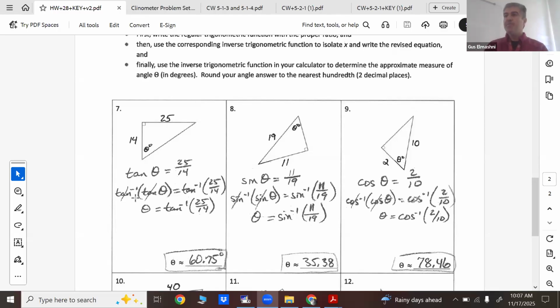So you had a question? Yeah, I was gonna ask how you got it to be degree mode. Yeah, just go to mode and switch it over. It should be intuitive after that.